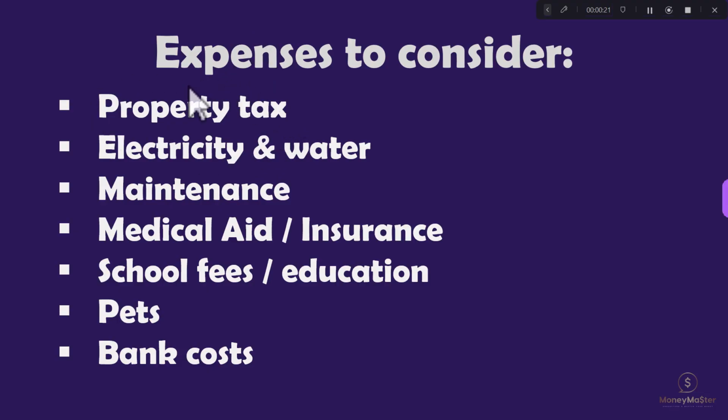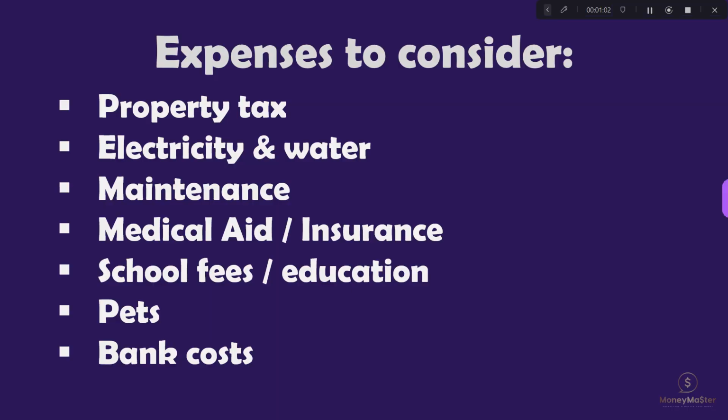Property tax, if you own a property. How do you pay for your electricity and water? Maintenance to your property, whether it's a rental or you own it, there'll always be some maintenance that you have to pay for. Medical aid, also called medical insurance. Very important. If you can afford that, I would highly recommend it. School fees or your ongoing education. So school fees, you can almost have a heading, a major heading for children and all the expenses that apply to the kids.